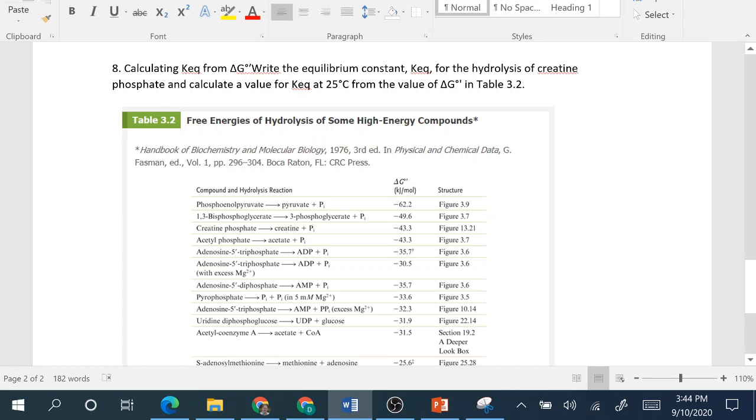For this next problem, we'll be working problem 8 from chapter 3, where we'll be calculating the KEQ from the delta G naught prime. Write the equilibrium constant KEQ for the hydrolysis of creatine phosphate and calculate a value for KEQ at 25 degrees C from the value of delta G naught in table 3.2.